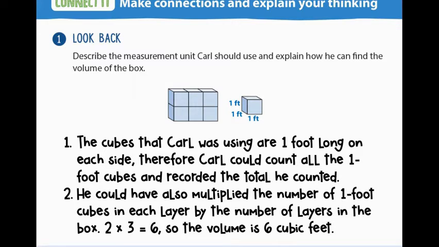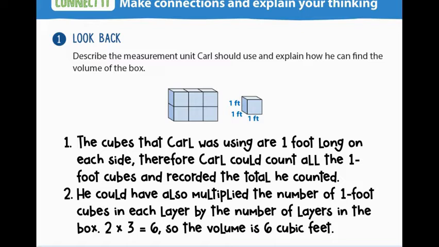So one way you could do it is Carl could have counted. He could have sat here and counted how many of these little cubes are in his box. So if we were to do that, he would count every single one of the 1 foot cubes and record it. Well, let's see. We have 1, 2, 3, 4, 5, 6. So it would be 6 cubic feet. So one way to find volume is Carl could have counted, or you might have counted. Maybe you've built it and counted it.